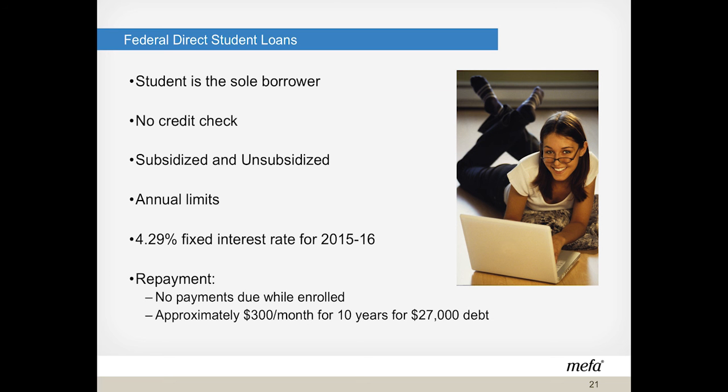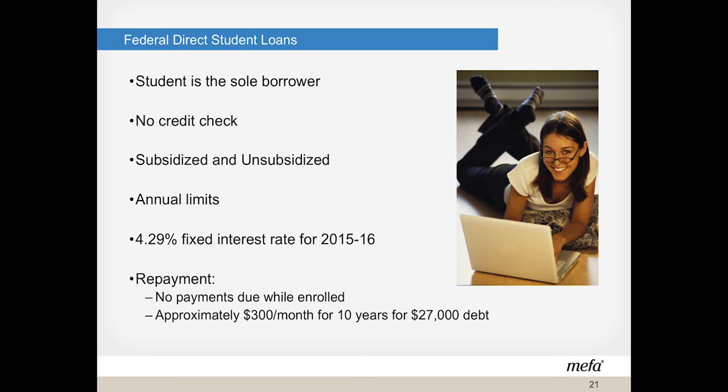They don't require a credit check, as most students don't have any type of credit history. And there are two different types, subsidized and unsubsidized. Subsidized loans mean that the loan does not accrue interest while the student's in school. Unsubsidized loans do accrue interest, so interest is accruing while the student's in school. However, the interest and the loan, none of that needs to be repaid till after the student graduates.